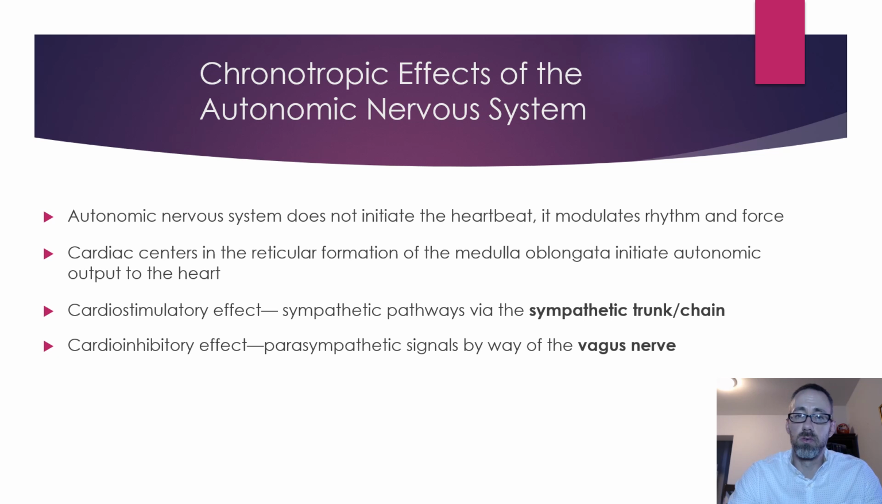At the same time, it could do the reverse. It could also send out cardioinhibitory signals, which would inhibit the sympathetics, and it would increase the parasympathetic signal, and that would happen via the cranial nerve 10 or what we call the vagus nerve.